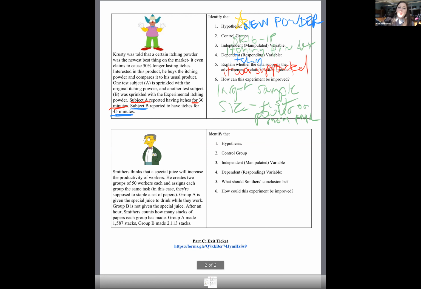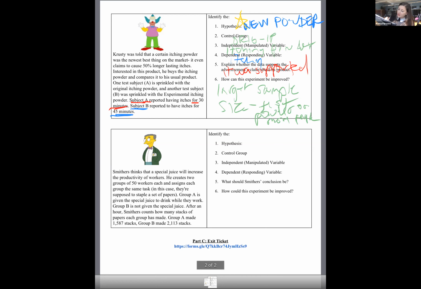All right, very good. Now our last example, and then don't forget, after we complete this example, you're going to go and complete today's exit ticket, the Unit 1, Day 3 exit ticket, and submit that for accuracy. So, Smithers thinks that a special juice will increase the productivity of workers. He creates 2 groups of 50 workers each.